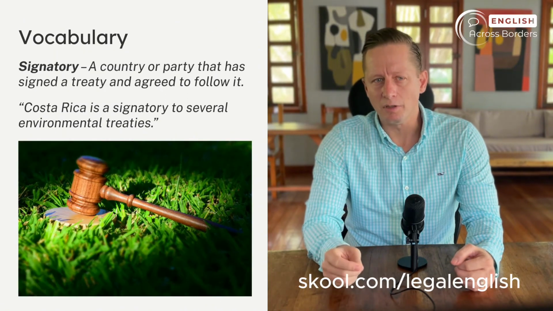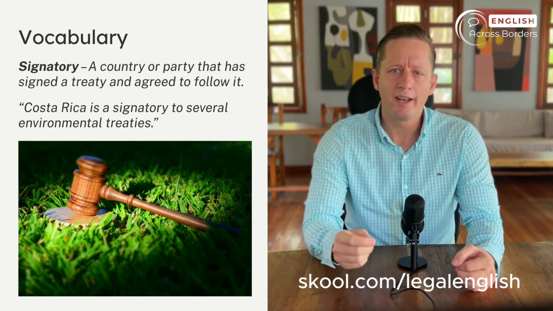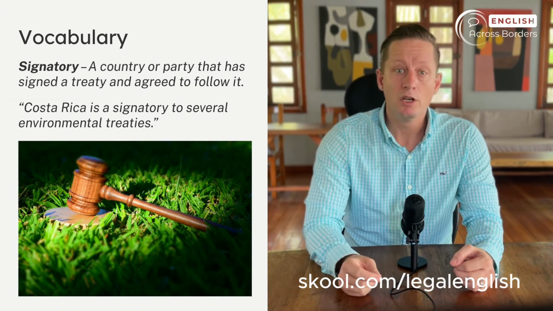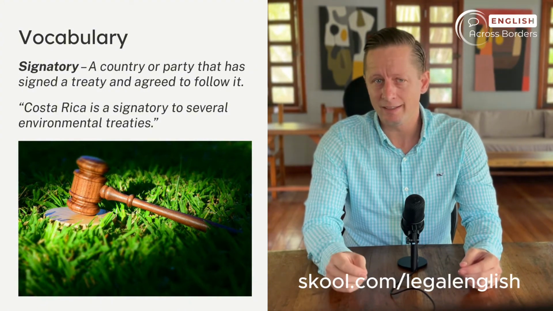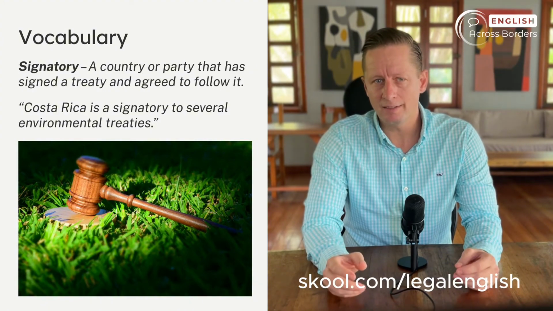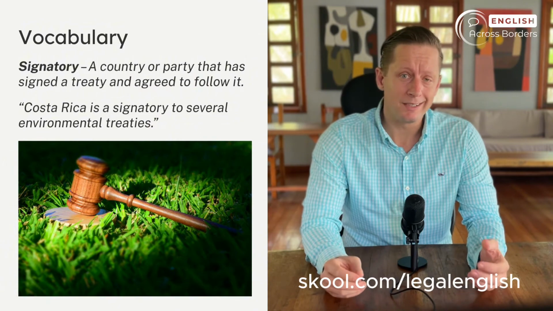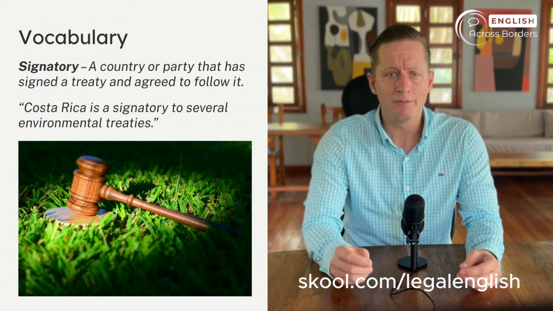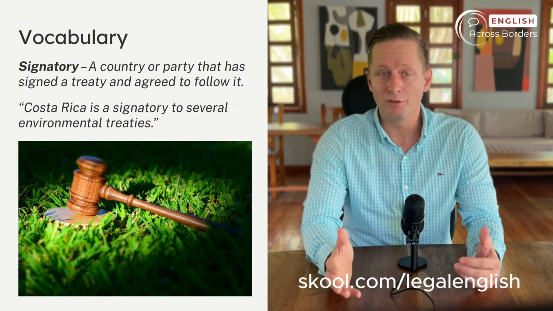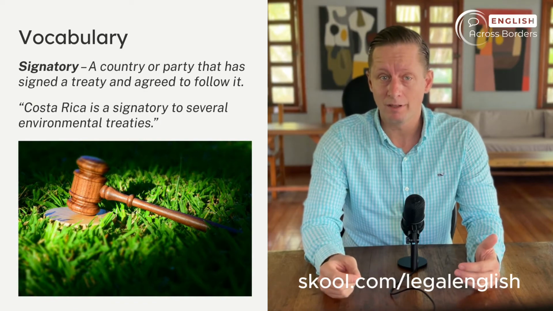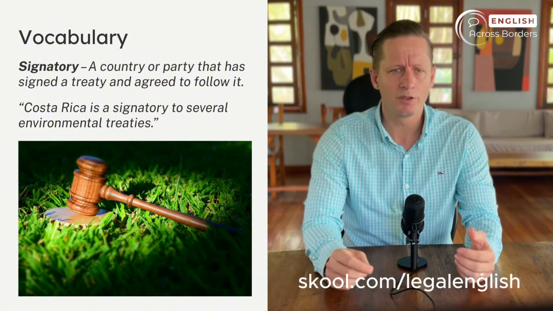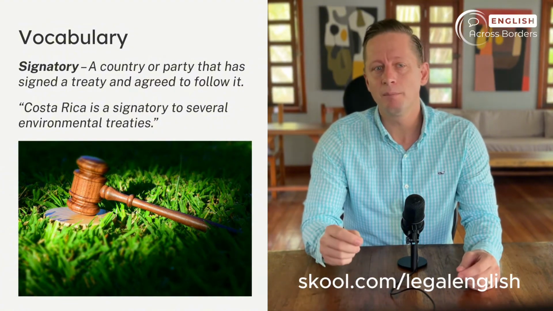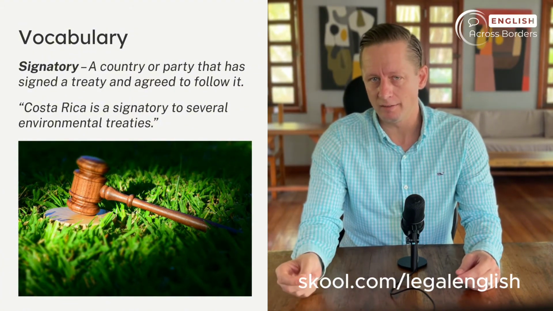A signatory is a country or group that has officially signed a treaty, showing that it agrees with the rules and goals written in that document. Let's look at an example. Costa Rica is a signatory to several environmental treaties. This means Costa Rica signed those agreements, maybe about reducing pollution, protecting rainforests, or conserving wildlife, and has committed to doing what the treaty says.